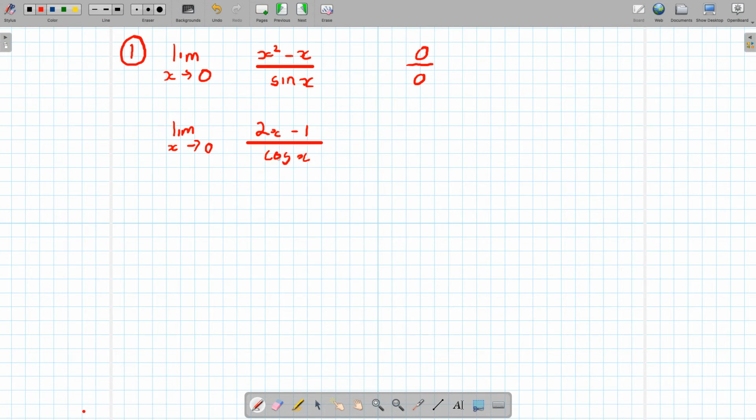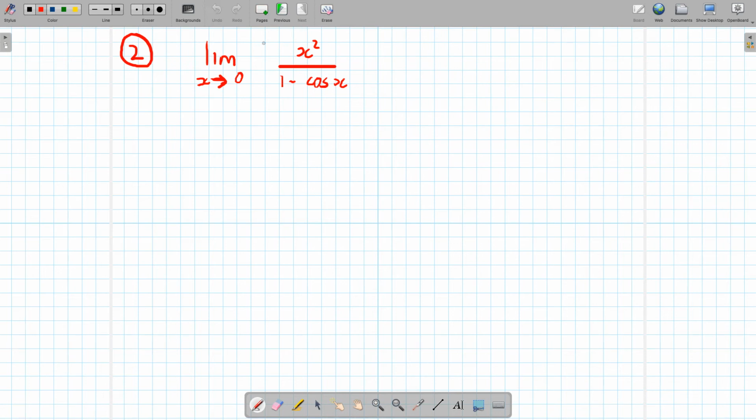Now we're going to put in the limit of 0 again. So we've got 2 times 0, which is nothing, and take away 1 gives me minus 1, and that's divided by cosine 0, and as x approaches 0, cosine 0 will approach 1. So the limit here is negative 1. So as x goes towards 0, this has a limit of negative 1.